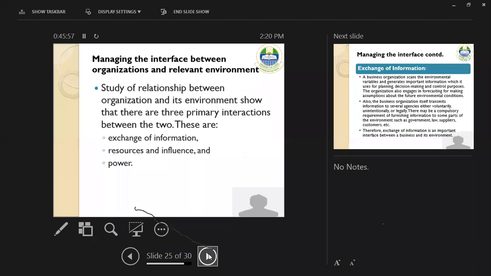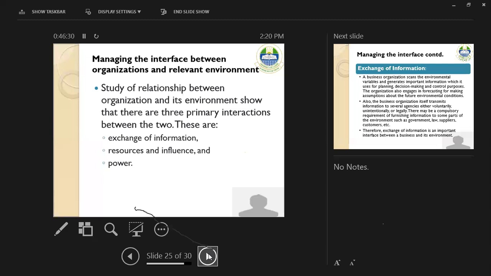Now, if you have to look at managing this interface between organizations and relevant environment, we have mentioned all of these environments. What do they do with the business? What is this relationship? How does it work? Now, if you check the relationship between organization and their environment, you will find out that there are three interfaces or interactions between business and the environment.